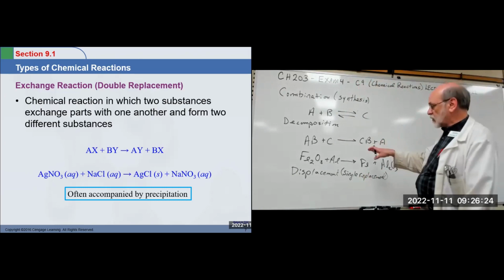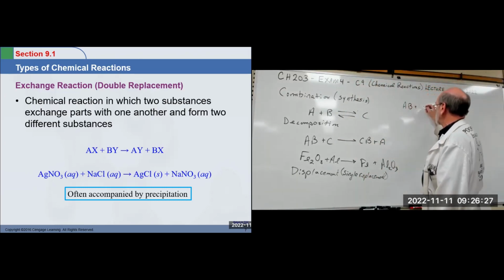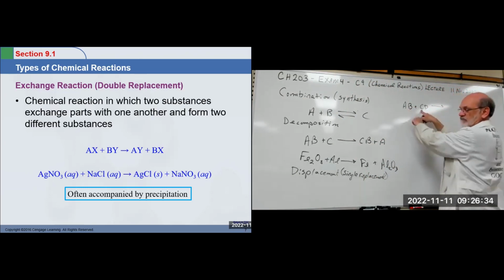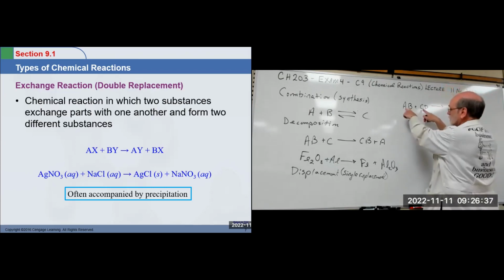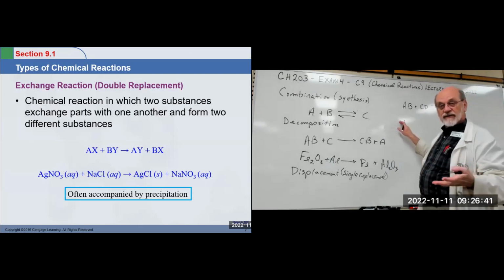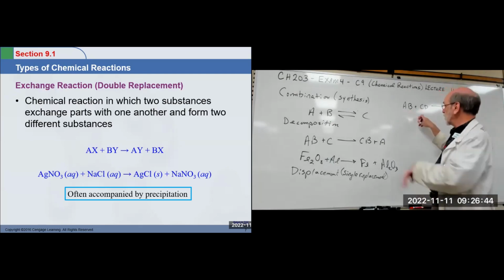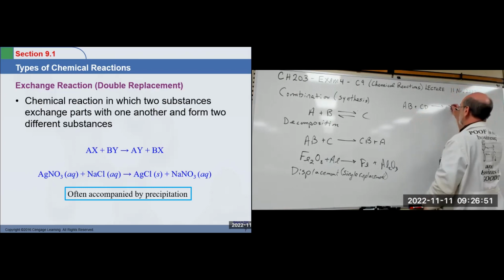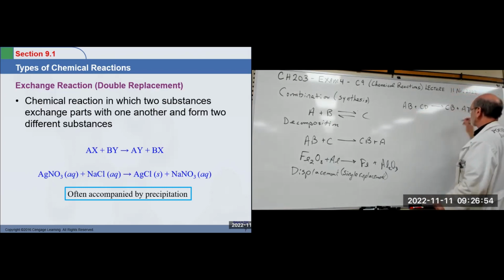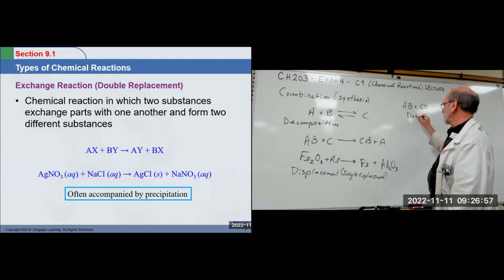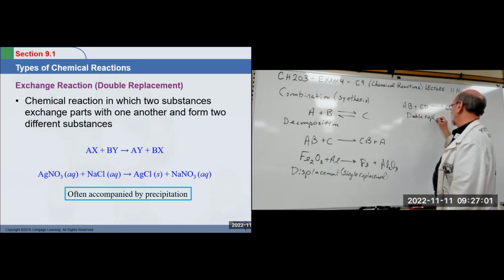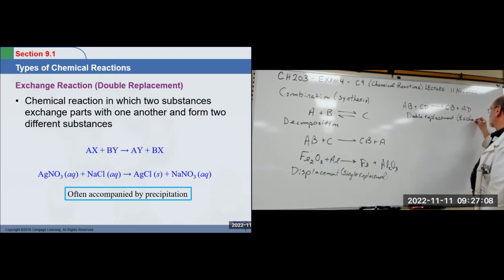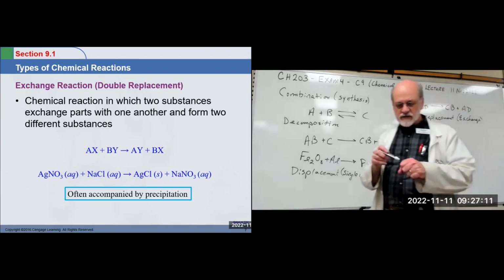Now you can also have situations where you have two compounds, and in the interest of simplicity, you just swap A with C, because remember the way we write these is cation, anion, cation, anion. So the cations would swap, or the anions would swap, whichever you prefer. And you would end up with a C and a B plus an A and a D. That's a double replacement. Or an exchange. These are fairly common reactions.